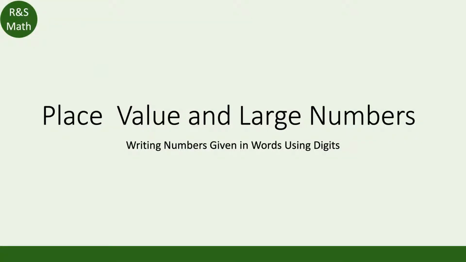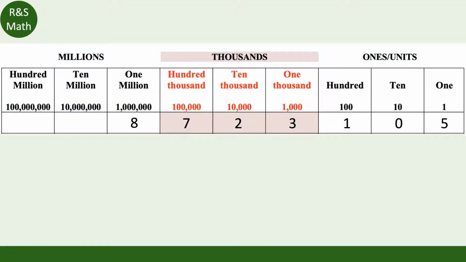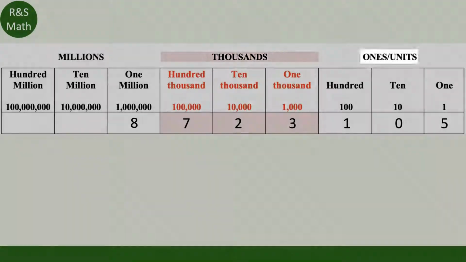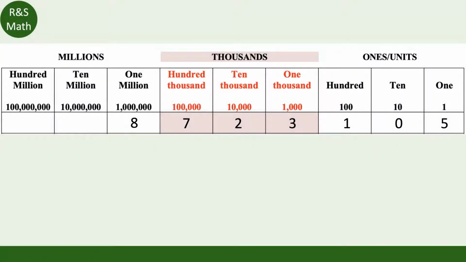Using a place value chart helps. Notice that this place value chart not only gives the names of the places, but also gives the names of the places of the 3-digit groups: the millions group, the thousands group, and the ones or units group. Let's look at the 7-digit number in the place value chart. We have digits in the millions group, the thousands group, and the units group.